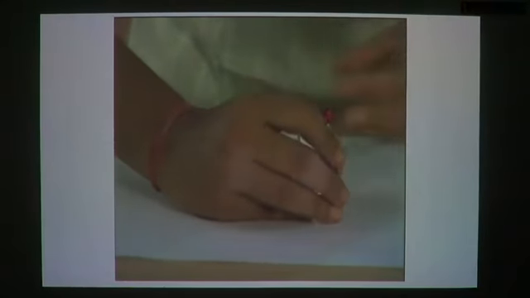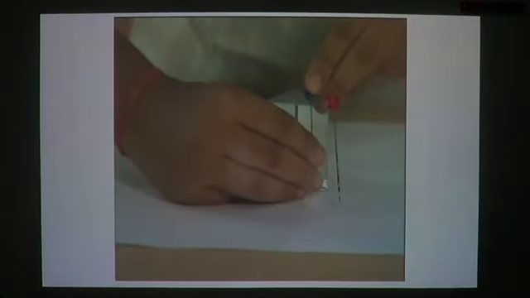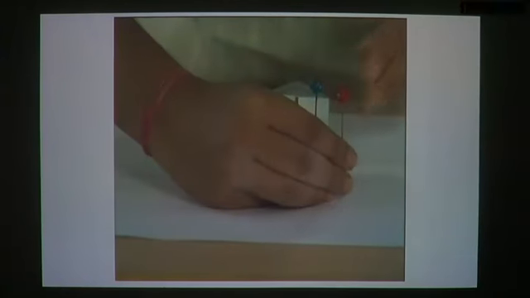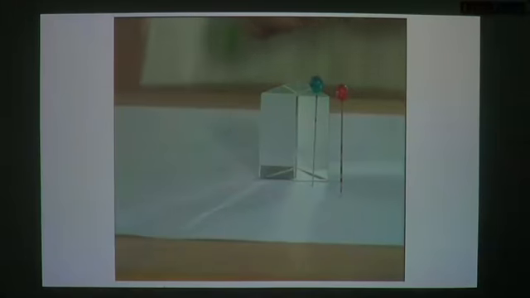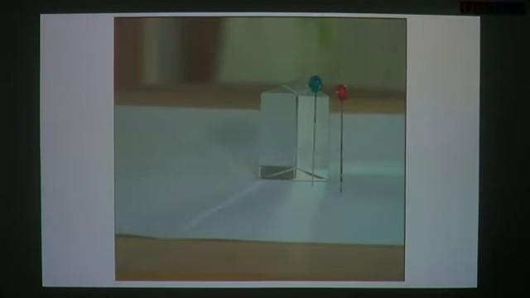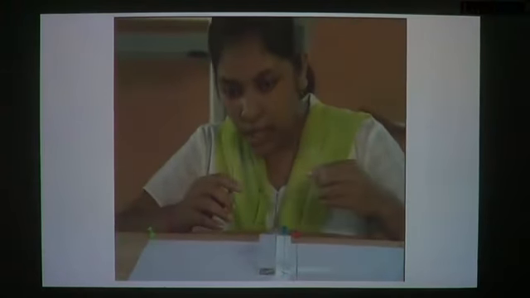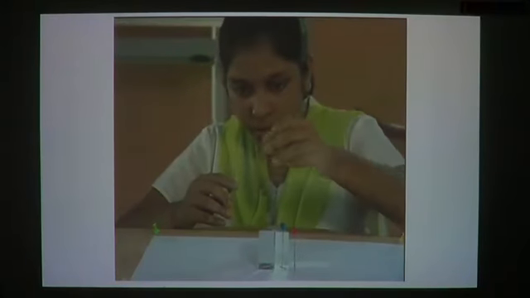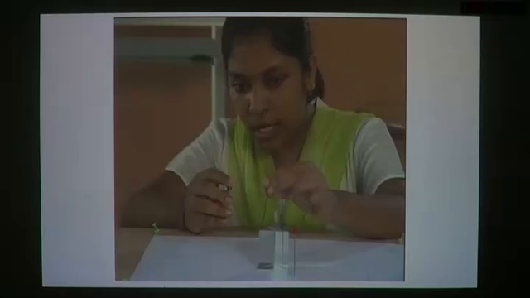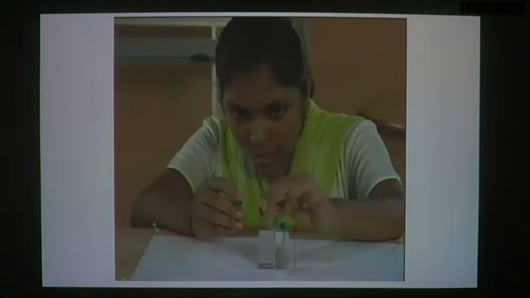Put 2 hairpins on the inclined straight line, and that will be the incident ray. Take precautions that the 2 pins are perfectly vertical to the plane. See the image of the 2 pins. Fix another 2 pins on the opposite side of the prism, seeing that the image of the previous 2 pins and the feet of the two pins appear to lie on a straight line.